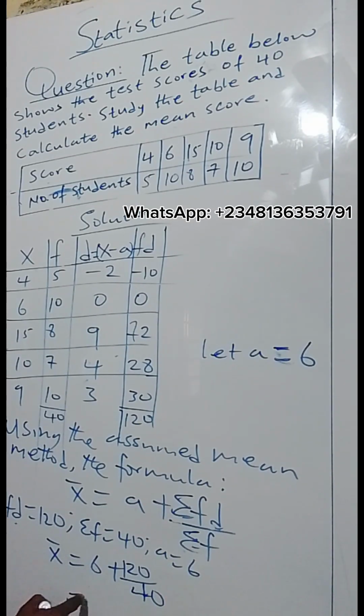Then we have 6 plus 120 divided by 40, that is 3. Then 6 plus 3, that is 9. So here is our final answer, 9. The same thing as what we got when we used the direct method.